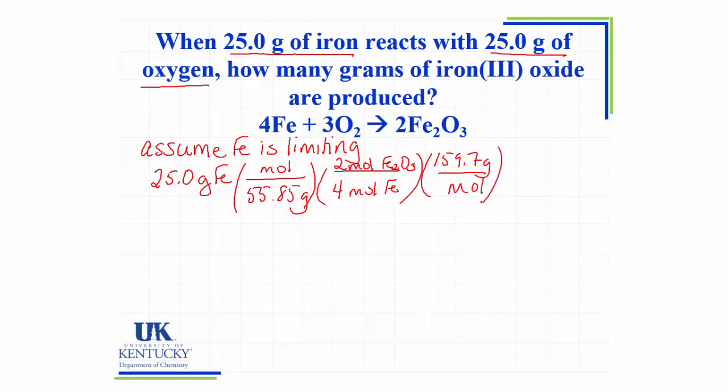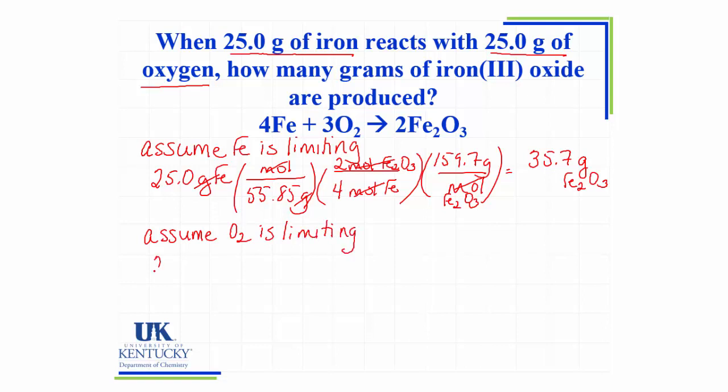So now we see that grams of iron cancels with grams of iron, moles of iron cancels with moles of iron, moles of Fe2O3 cancels with moles of Fe2O3. And what we're left with will be grams of Fe2O3. When I do the calculation, I find that I get 35.7 grams of Fe2O3. Now remember, we made the assumption that iron was the limiting reagent. Next, we're going to assume that oxygen is limiting. That would mean that we assume that the iron is the excess reagent.